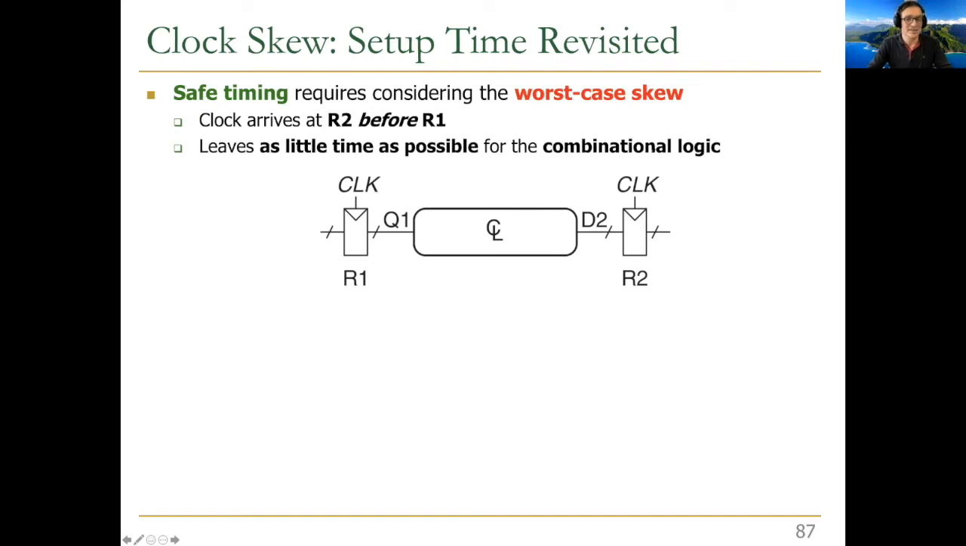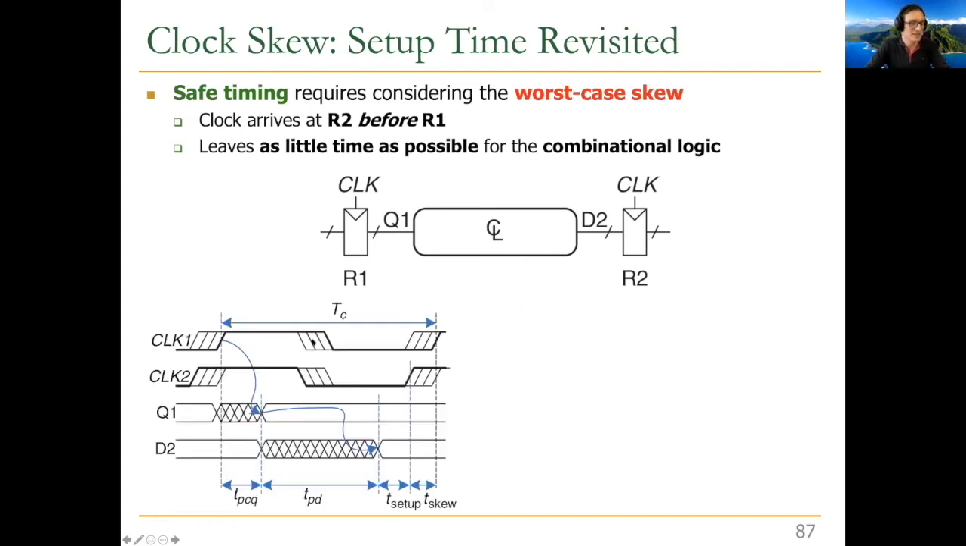Because what happens is if it arrives at R2 before it arrives at R1, now there's some clock skew that needs to be added because the time that's available for the signal Q1 over here is much smaller than before. If it arrived at the same time, then you would have more time. But because it arrives earlier over here and later over here, you have less time within this combinational block, right? So this is the picture of it over here.